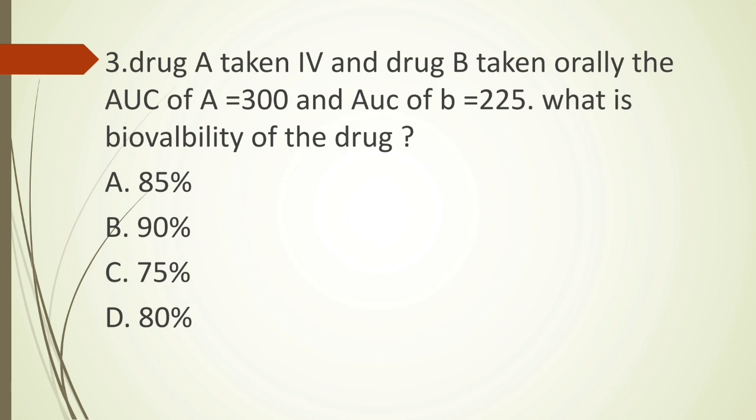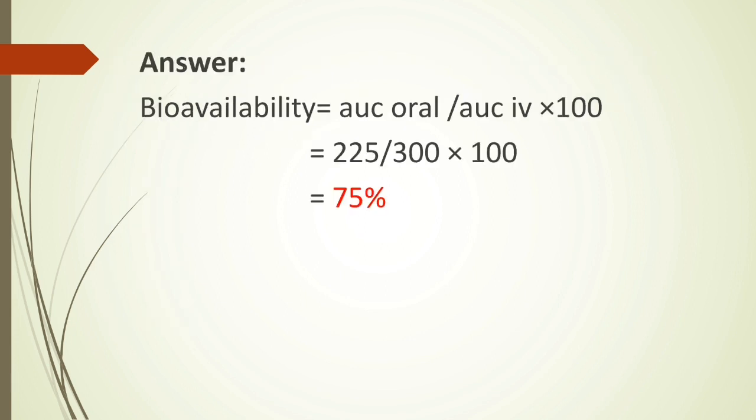So from the question it's clear that drug A is taken IV and its area under curve or AUC is 300, and drug B is taken orally and its AUC is 225. So we have to find out the bioavailability. There is an equation to find out the bioavailability. Bioavailability is equal to AUC oral divided by AUC IV into 100.